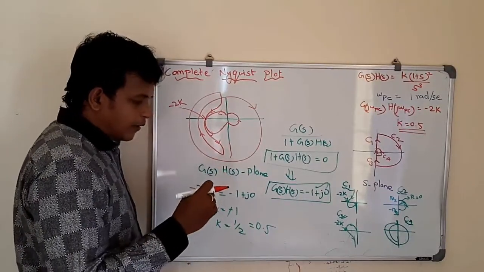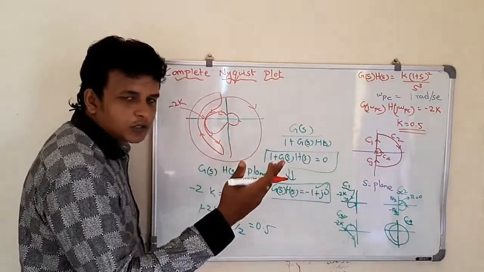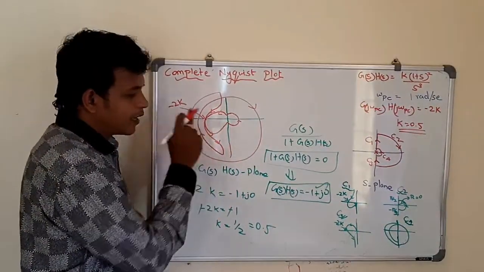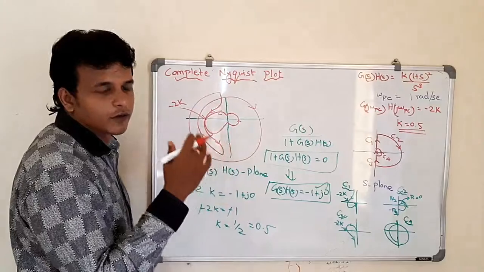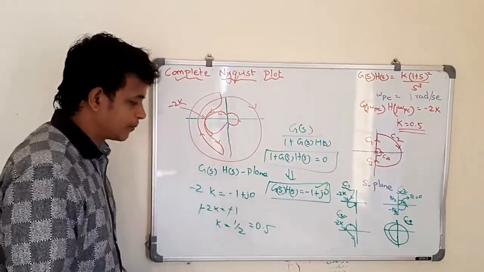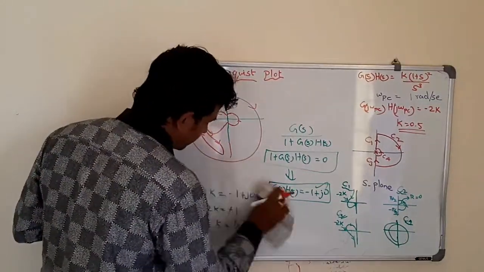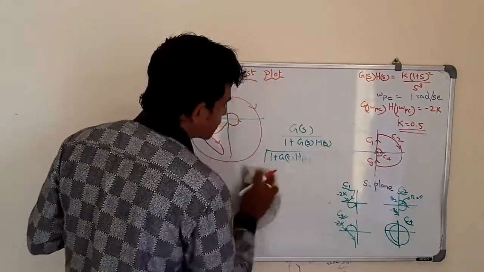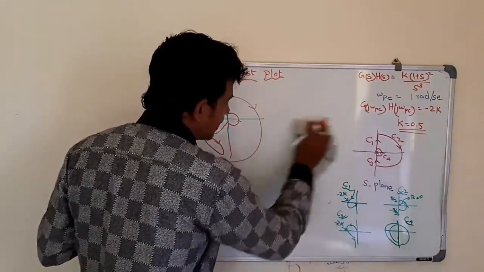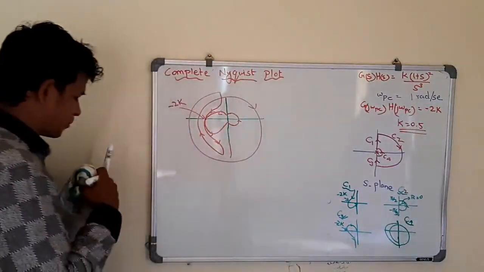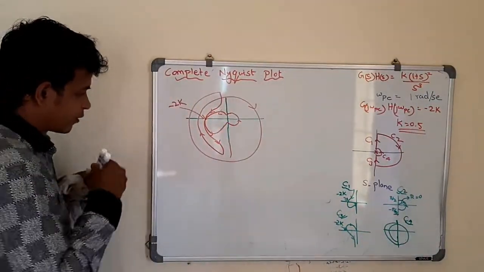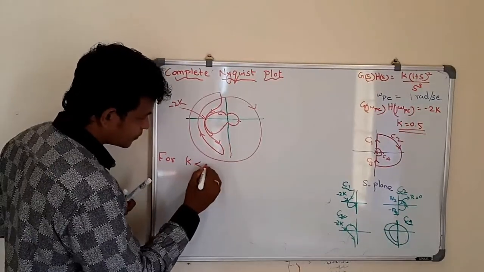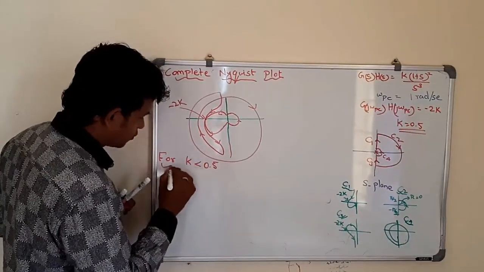Now for K greater than 0.5 or K less than 0.5, I am going to determine whether there are any encirclements of minus 1 plus j0. I have to determine the number of encirclements around minus 1 plus j0 for both K less than 0.5 and K greater than 0.5. First let me apply it for K less than 0.5.